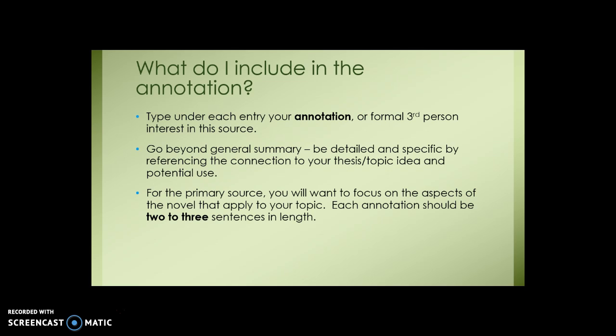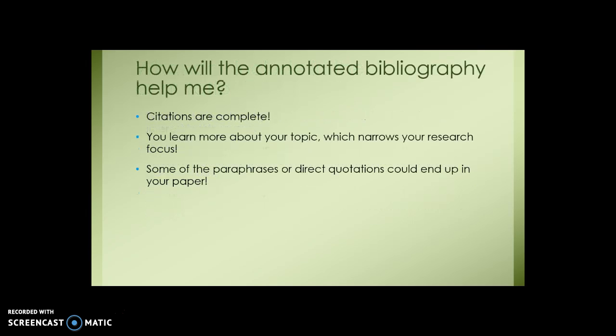For the primary source, you will want to focus on the aspects of the novel that apply specifically to your topic. If you have not come across an instance yet in Jane Eyre that you believe specifically will apply, you may want to make some predictions here about Jane's relationship and how Jane might be evolving and emerging as a narrative event. And we can talk about that more if you want. Each annotation, as I said, should be about 2 to 3 sentences in length.